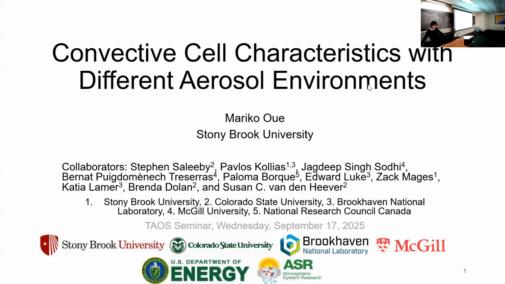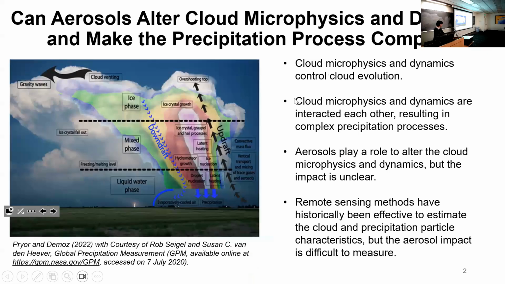So first, I'd like to start with cloud dynamics and microphysics. Cloud microphysics and dynamics control the cloud evolution. This figure is a great one showing several microphysical and dynamical processes in the liquid water phase, mixed phase and ice phase. As you can see here, microphysics and dynamics are very interactive with each other, resulting in complex precipitation processes.